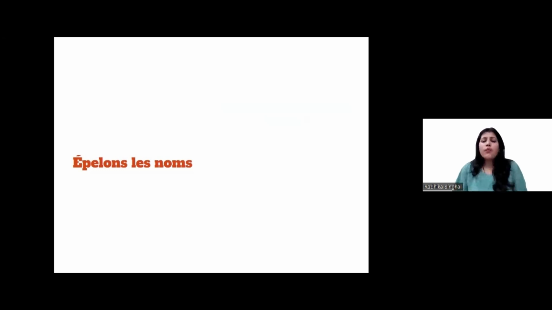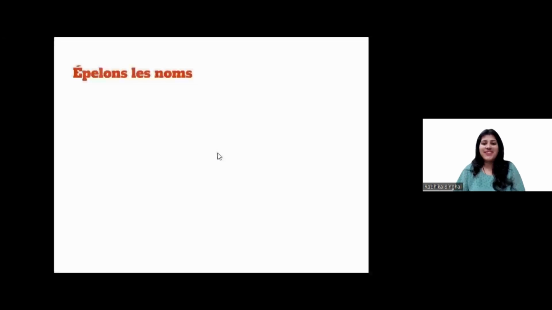So now, since you know all of this, let us start building conversations in French, because now you will be able to read words with a better pronunciation as well as spell words using the French alphabet sounds. So that is the entire notion behind Épelons les noms. Épelons is the verb which means to spell. Les noms means the names. So let's spell our names, but not using the English alphabet sounds, rather the French ones.